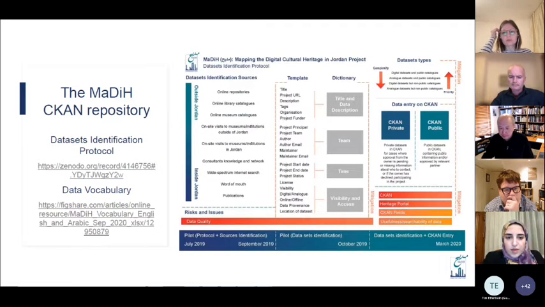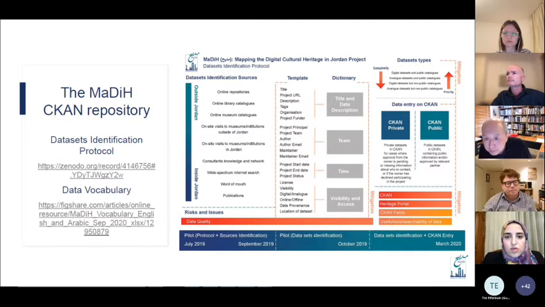So I will start talking about the MaDiH CCAN repository, which is mainly the digital content and infrastructure outcome of the project. We mainly started looking at the resources of the databases, whether outside or inside Jordan. At the first stage, we didn't know what we were facing, and we didn't know how much data we would find. So we had to create a dataset identification protocol.